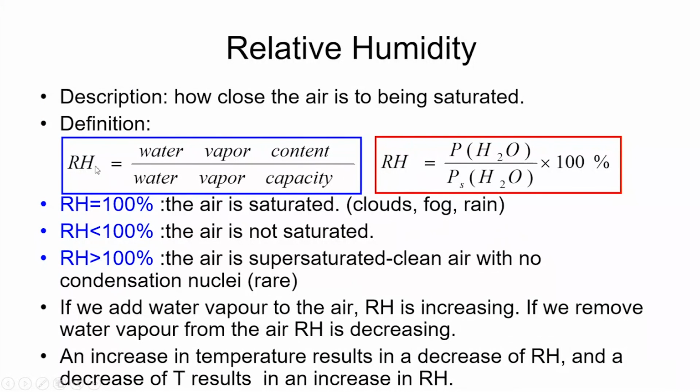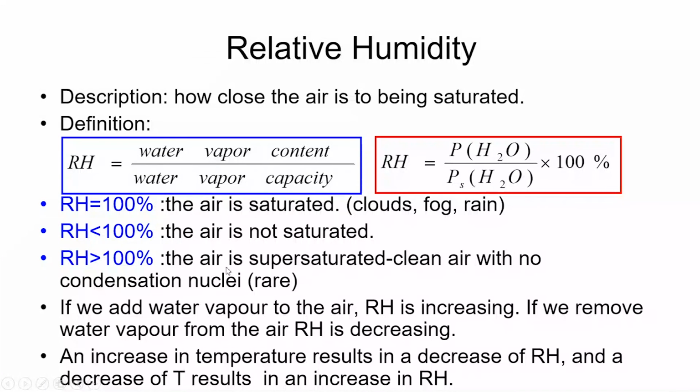Another very important term is relative humidity. It is shown by RH. It is also represented by QV in the next slides. RH is equal to water vapor by water vapor capacity. If RH is 100%, then the air is saturated. Examples of saturated air are clouds, fog, and rain. If RH is less than 100%, the air is not saturated. If RH is more than 100%, the air is supersaturated.